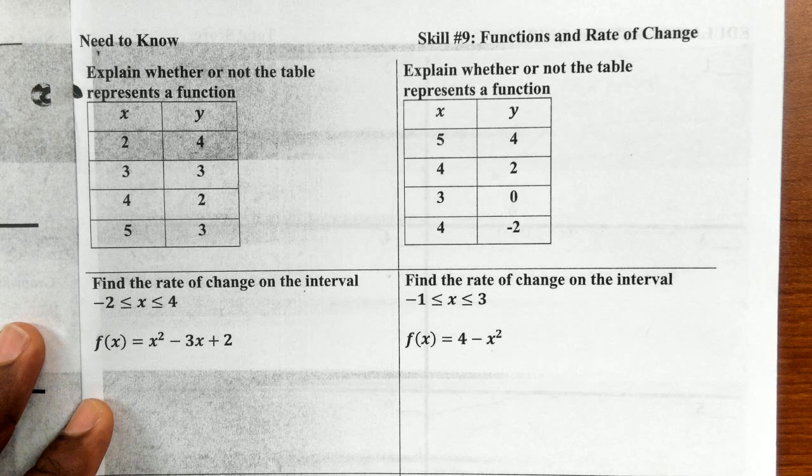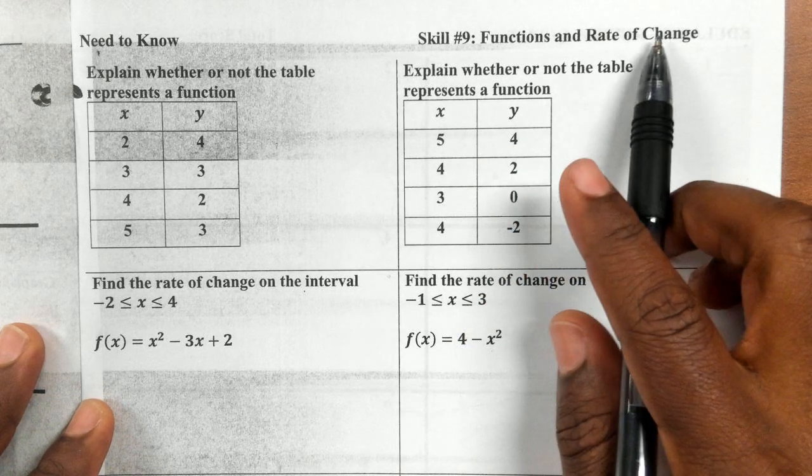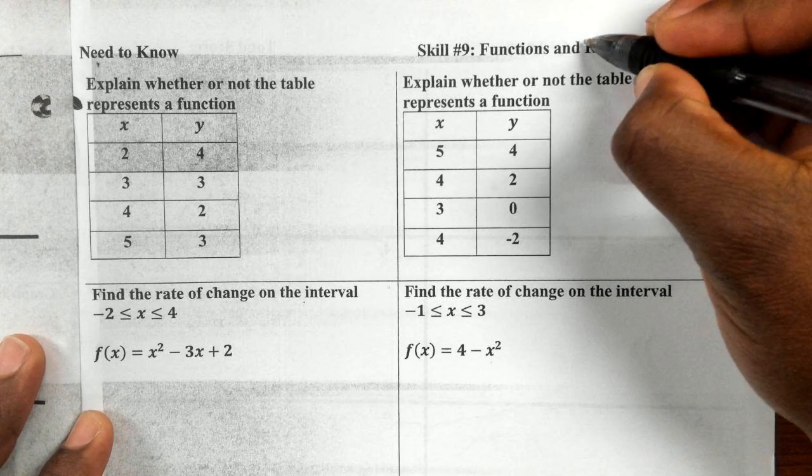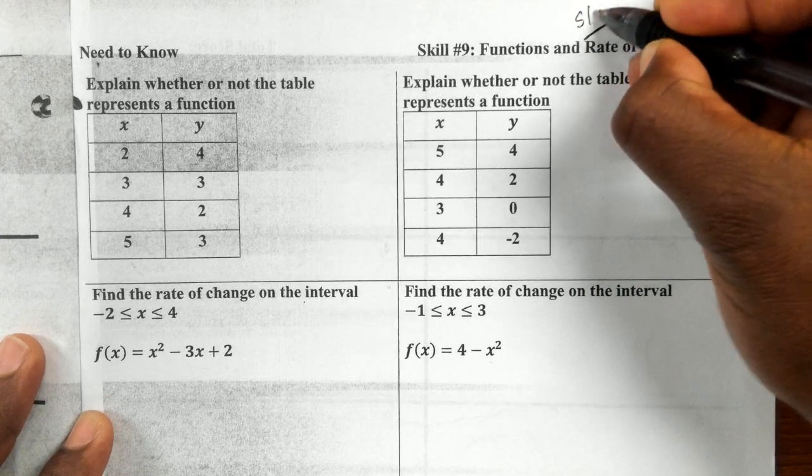All right, here's the review. Need to know skill number 9. Skill number 9 deals with functions and rate of change. And you need to remember that another name for rate of change is slope.